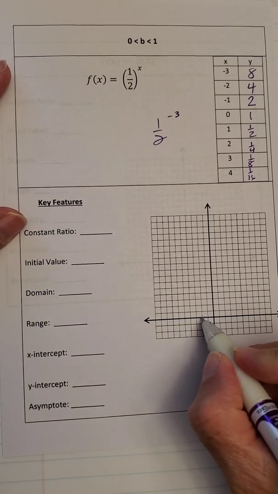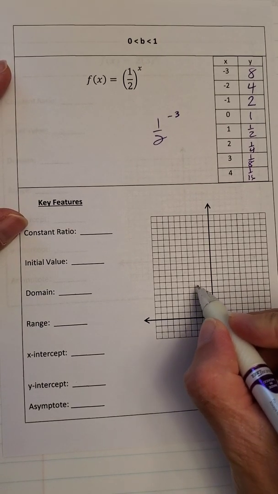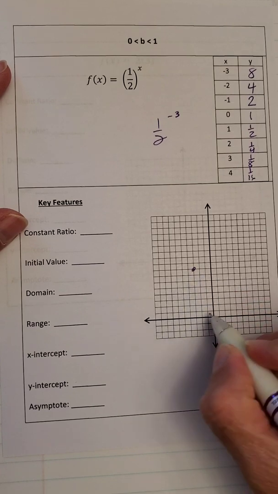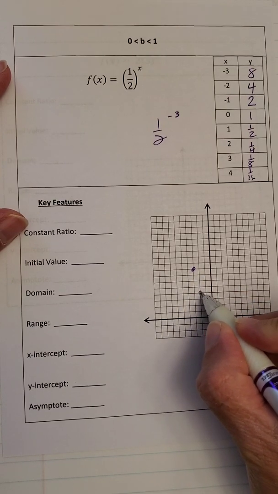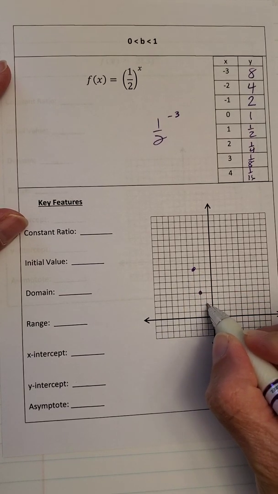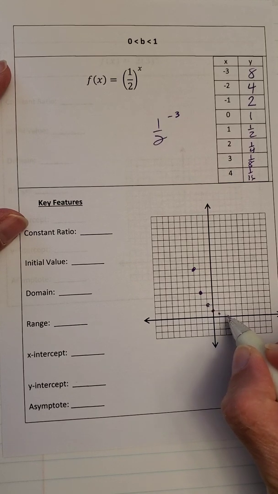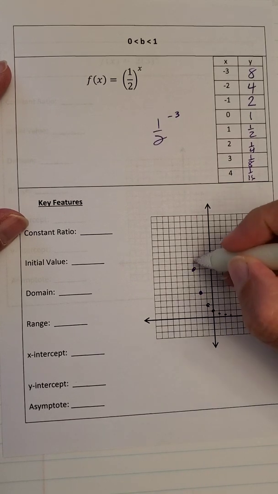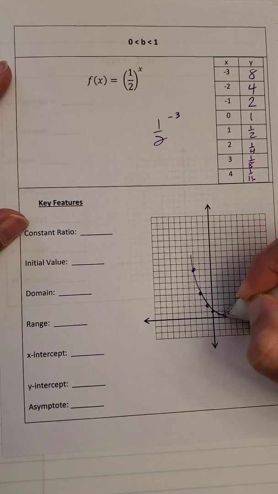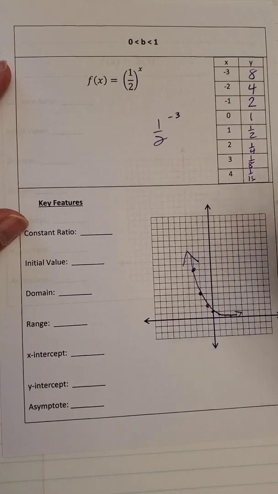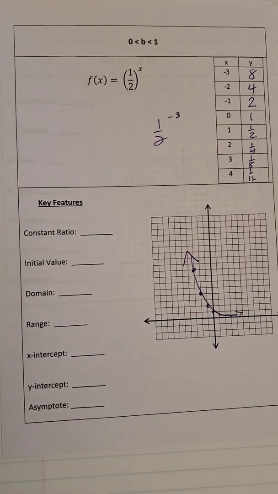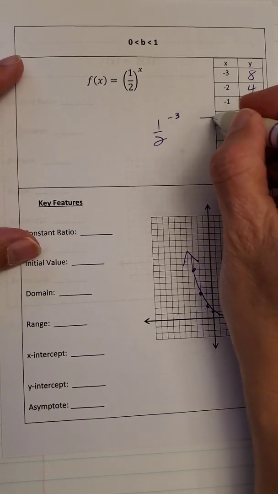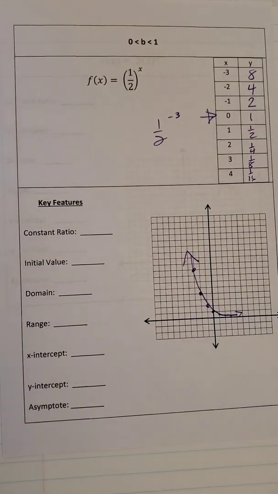At -3, we have 8, then 4, then 2, 1, 1/2, 1/4, 1/8 and 1/16, and it's just going to keep on hugging that line. Now, I meant to show you this before: when x is 0, that's where the y-intercept is.